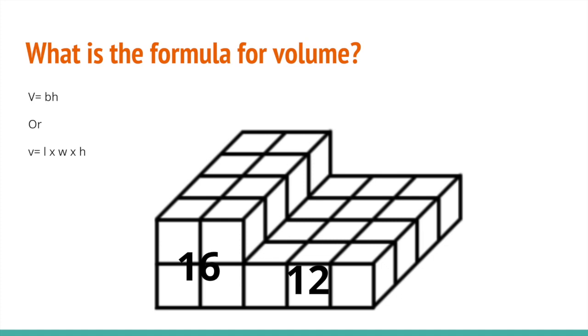Okay, so we know this side of the shape is 16 cubic units, and this side is 12 cubic units. All we do now is add the volume from each side to get our final answer. So what is the volume of this figure? You should have added 16 plus 12 for a final answer of 28 cubic units. So the volume of this shape is 28 cubic units.